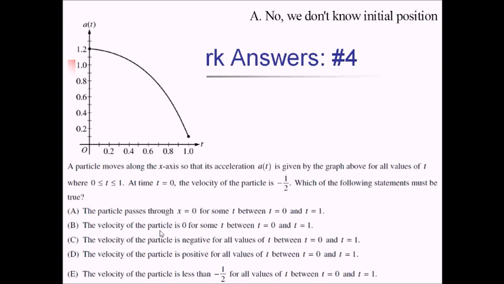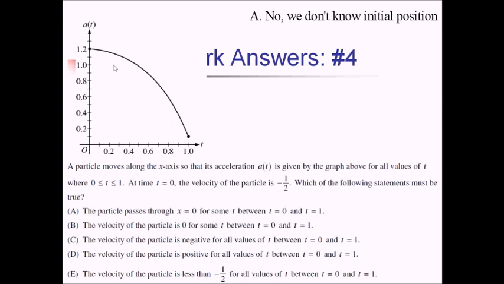Choice B, velocity of the particle is 0 for some time between 0 and 1. So our velocity is initially negative 1/2. And this acceleration curve here, this is adding velocity to this because this is positive acceleration. So the question is, do we add enough velocity to go through 0 on this thing?